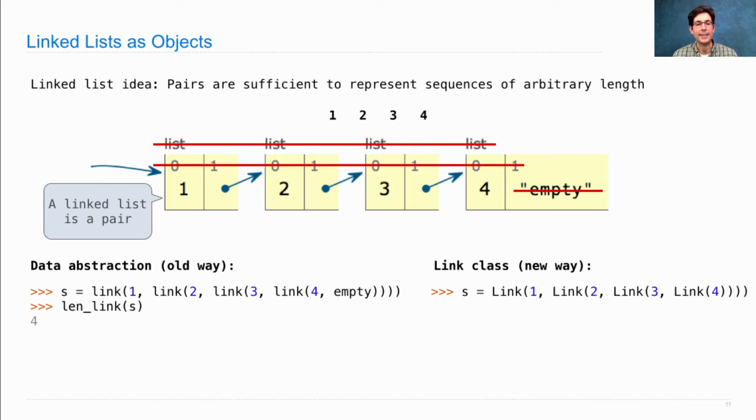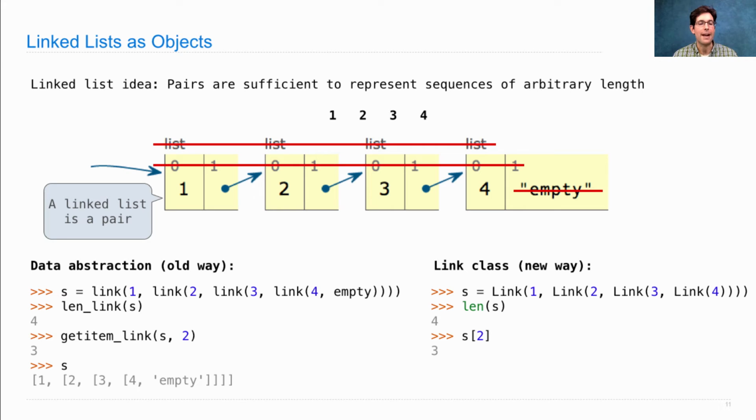We used to compute the length of this list by calling a lenlink function. Now we're going to use the built-in len function. We used to get a particular item at an index using getItemLink. Now we'll use the element selection operator that's built into the language. And printing out S used to reveal its implementation details, the fact that it was a list within a list within a list. But now we'll just have it display as an expression that evaluates to an equivalent list.